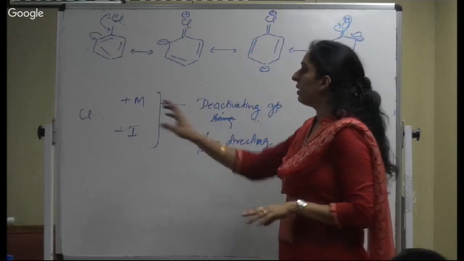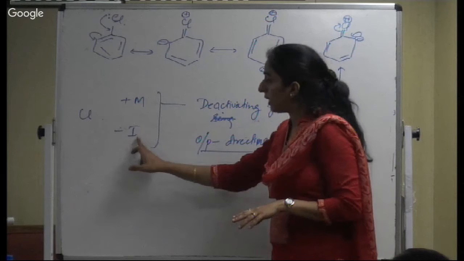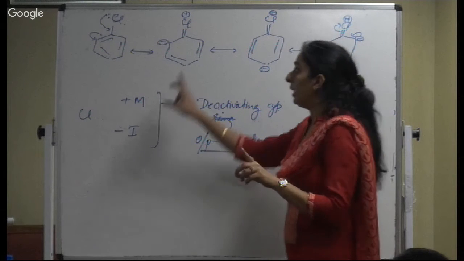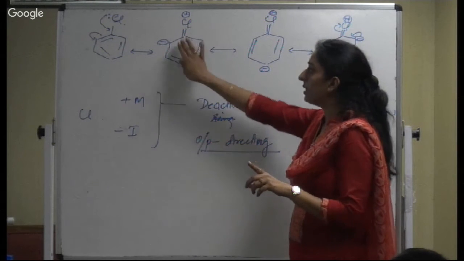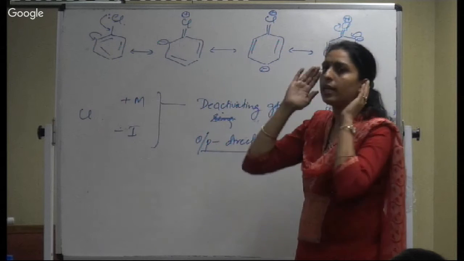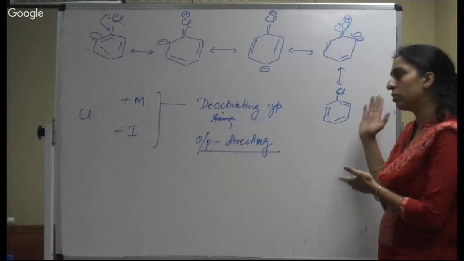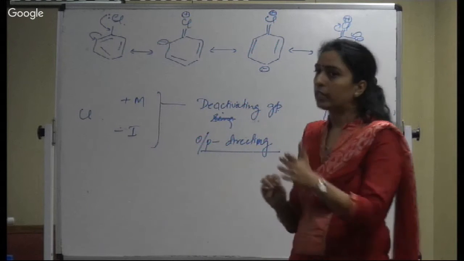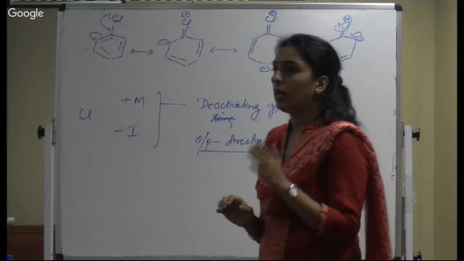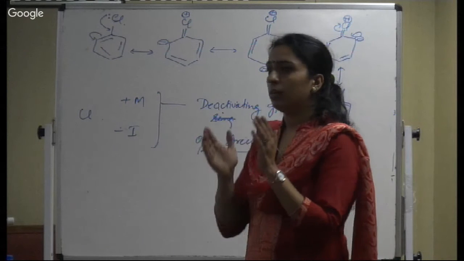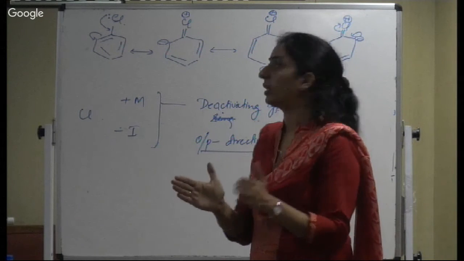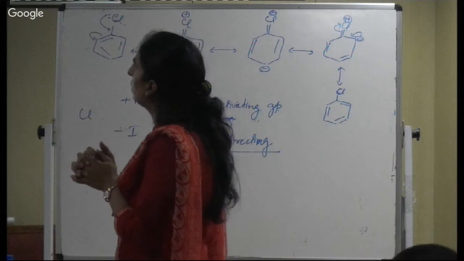By observation, we are saying that because of the minus I effect, it is probably deactivating the ring because the density is less. But since the electrophile can see the density at ortho and para positions because of the resonance, that is why we are saying that inductive is probably outweighing the mesomeric, and that is why the ring is deactivating. What is the next one?